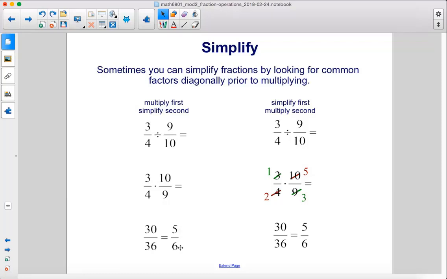you simplify to 5/6. Over here we have the same problem, but before we do any multiplication, we cross cancel our factors and make it a little easier. So now we get to skip this whole step here, and we just have 1 times 5 gives us 5, 2 times 3 gives us 6.